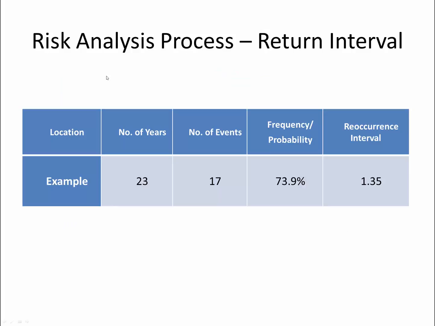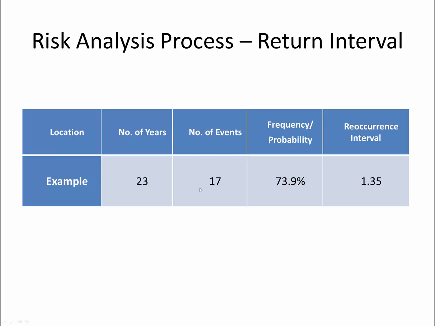The basis for the risk analysis process, which we have just undertaken, is the determination of the return interval in relationship to hazardous events. We look primarily at natural hazard events, and we look over recorded history to determine the number of events that have occurred. We've determined the number of years the data has been maintained, and then we are able to calculate statistically the probability of a reoccurrence of that hazardous event.